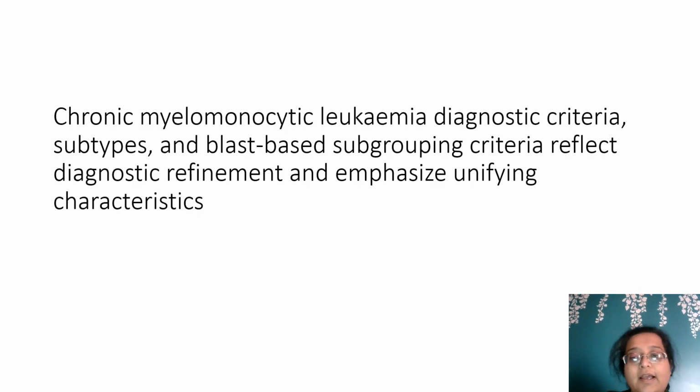So the criteria that have been emphasized or refined in the latest WHO myeloid HEM5 classification, in chronic myelomonocytic leukemia, mostly that is the most prominent MDS/MPN that we deal with: the subtypes, the diagnostic criteria, as well as the blast subgrouping. These criteria have been refined and a few new terminologies have been added.